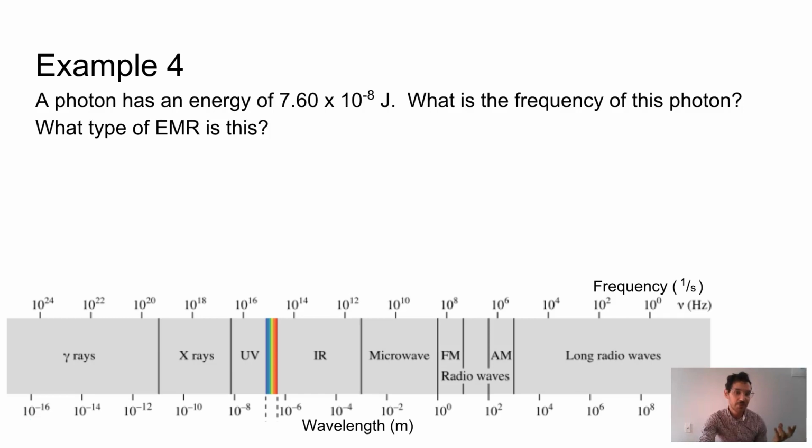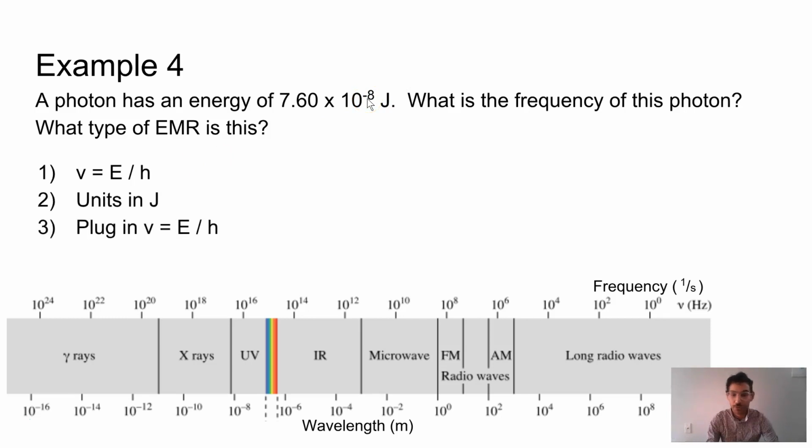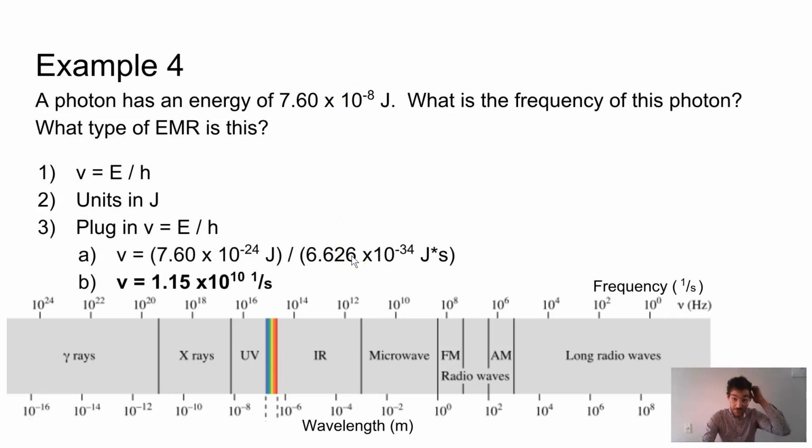Why don't you pause the video and try this one out now? Cool. So for this one, what we're going to need to do is rearrange a little bit because we want to get frequency. So we'll have to rearrange our equation to E divided by h equals v, or frequency. But our units are in joules, so that's super cool. So we can just go ahead and plug right in. We'll do our energy divided by Planck's constant to get our frequency.